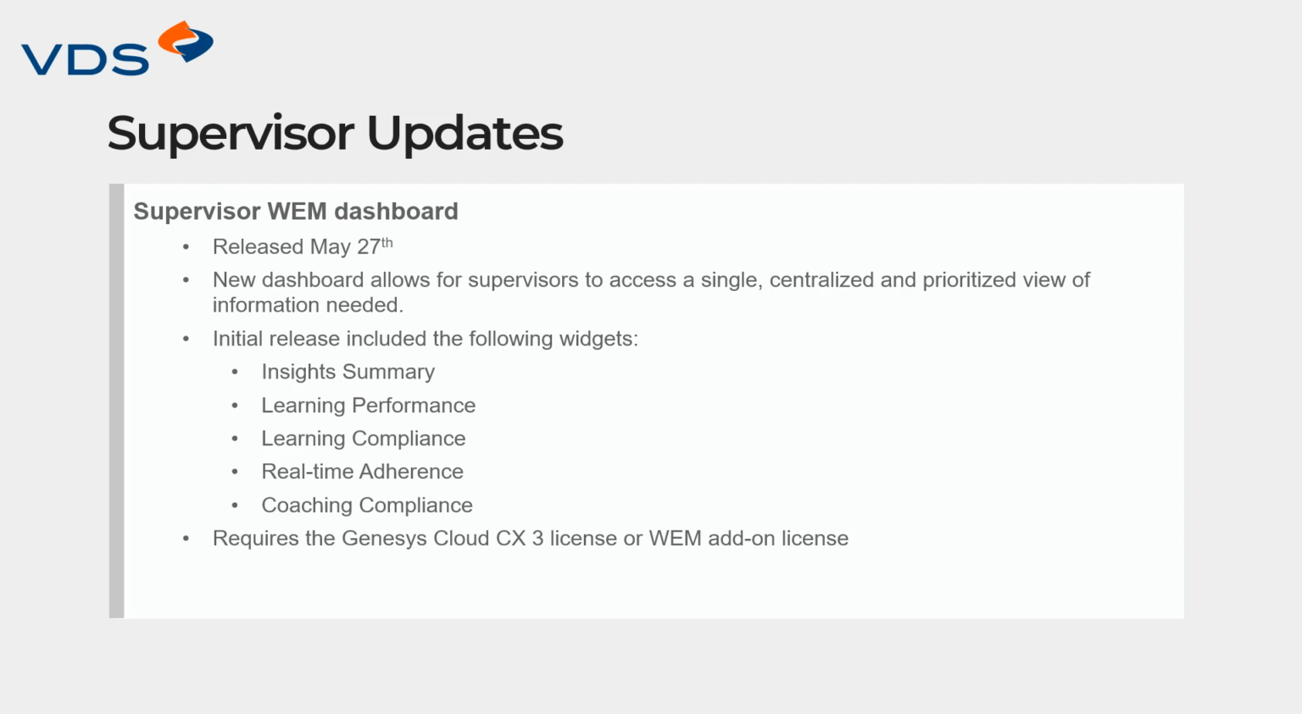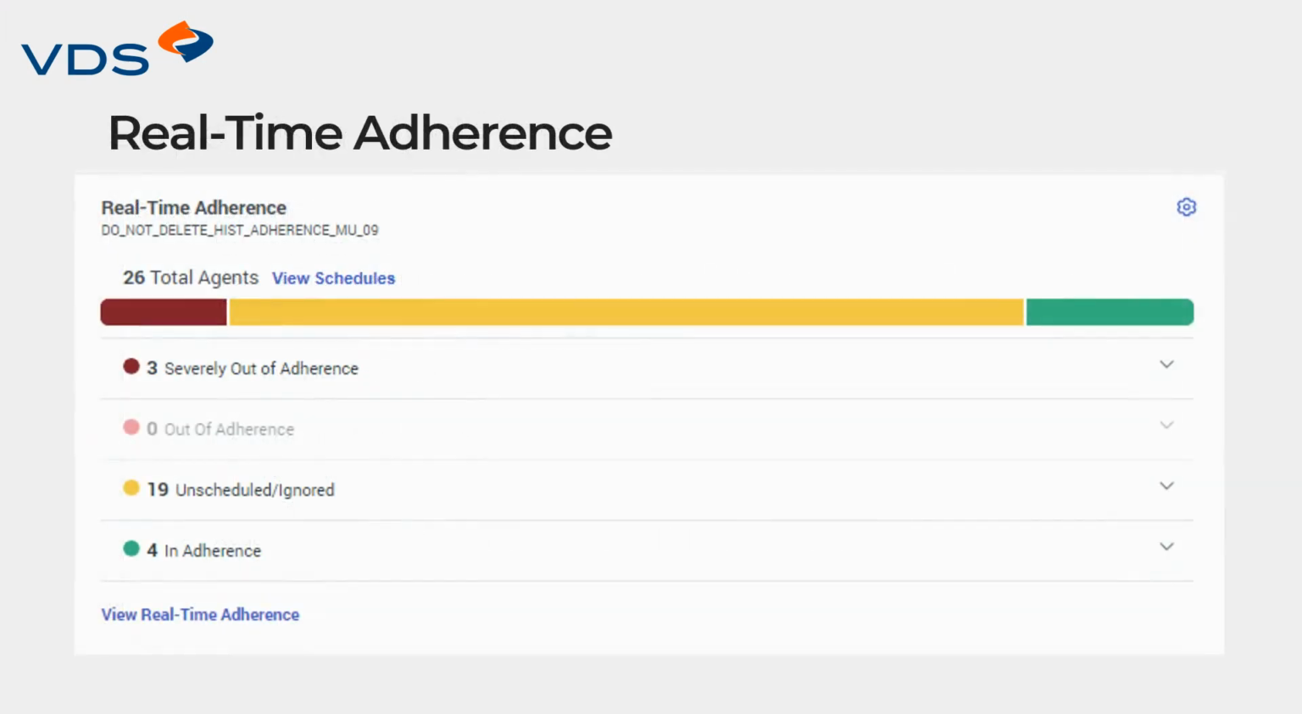Again, this is specific to Genesys Cloud CX3 licensed users or WEM add-on users. A couple of examples they provided, one that I picked specifically, was around real-time adherence. Utilizing this real-time adherence widget, a supervisor could quickly see those that are in adherence or maybe unscheduled, or there are 3 here that are severely out of adherence.